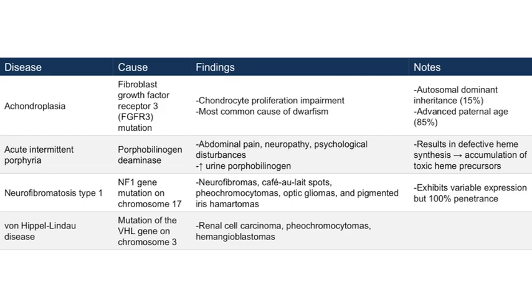This is a table of some of the high-yield points we'll be discussing regarding autosomal dominant conditions. This can be found in Section 6 of Genetics. The first disease is achondroplasia. This is caused by a mutation in the fibroblast growth factor receptor 3. This results in impaired chondrocyte proliferation and is the most common cause of dwarfism.